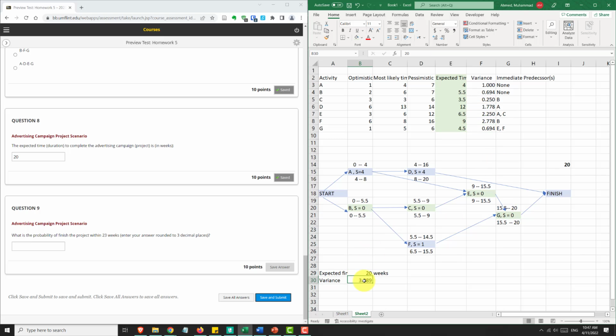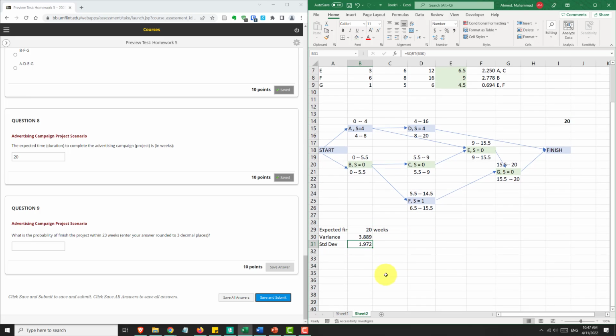When I sum up the variances, I get the total variance. Now I need to find the standard deviation because the normal probability formulas in Excel require standard deviation, not the variance. So I take the square root of the variance. You cannot just add standard deviations. You have to find the variance and add variances. If you add standard deviations, you'll get the wrong overall standard deviation and your answer will be incorrect. So stick to variances for the critical path and then take a square root to get standard deviation. So we expect the project to finish in 20 weeks with a standard deviation of 1.972.